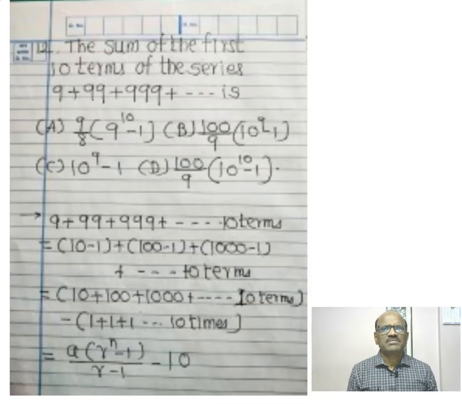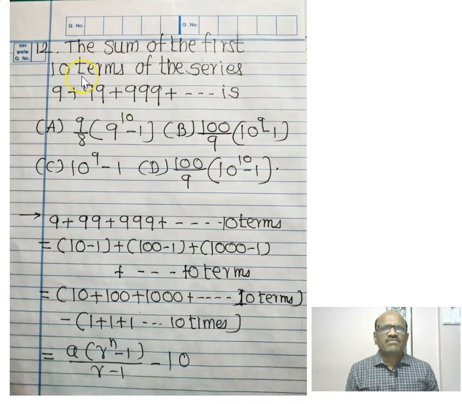Now next example. The sum of the first 10 terms of the series 9 plus 99 plus 999 plus and so on is: first option is 9 upon 8 into (9 raised to 10 minus 1), B is 100 upon 9 into (10 raised to 9 minus 1), and C is 10 raised to 9 minus 1.